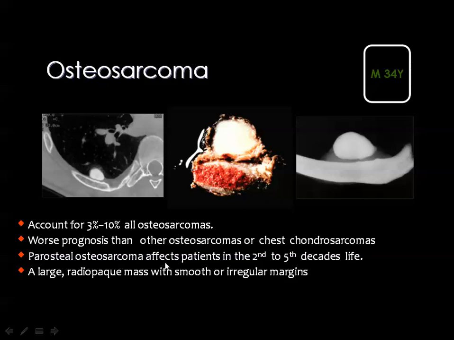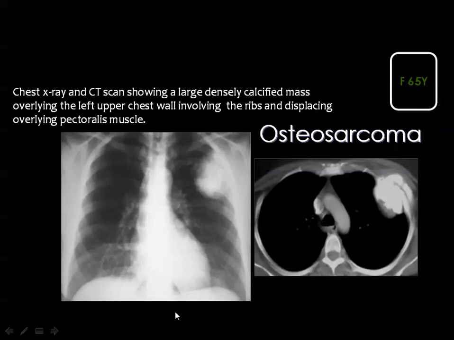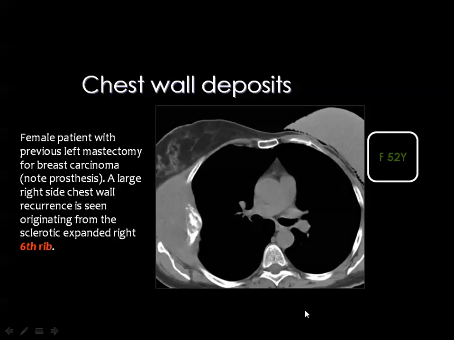Parosteal osteosarcoma, you know that this is a sclerotic lesion which occurs adjacent to the affected bone, an extraosseous lesion. And this is an example of a densely calcified sclerotic mass affecting one of the ribs with a small extraosseous component and a larger extrathoracic and a larger intrathoracic component, and this was pathologically proved to be an osteosarcoma.